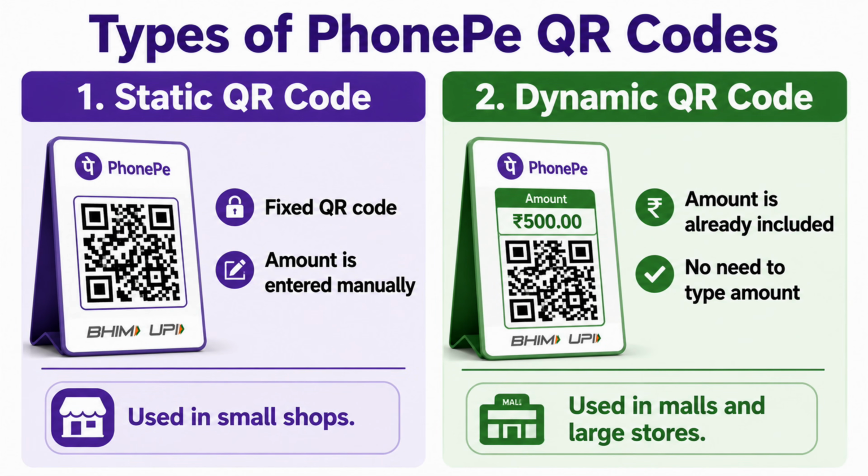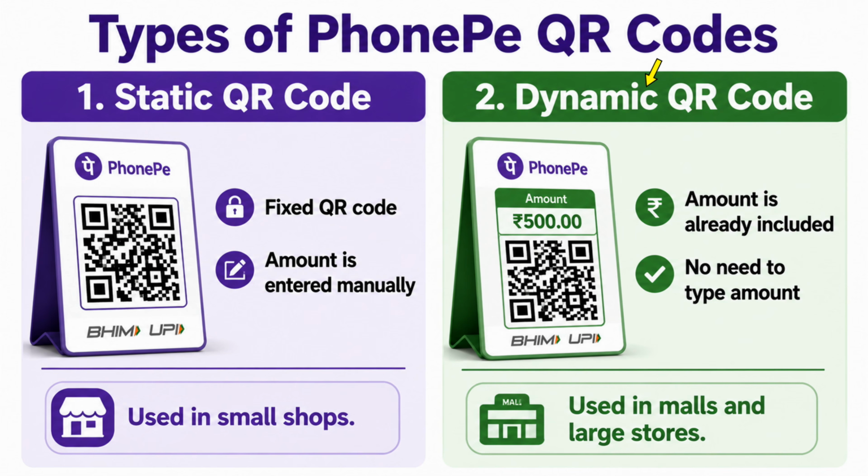Now we will see the types of PhonePe QR codes. The first one is the static QR code. A static QR code is a fixed QR code. You must enter the amount manually. This one is used in small shops.